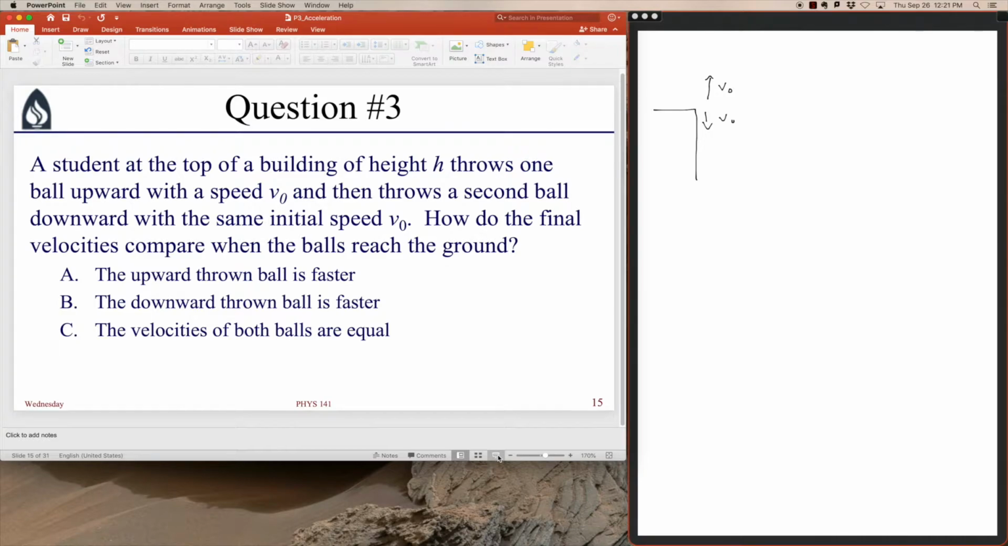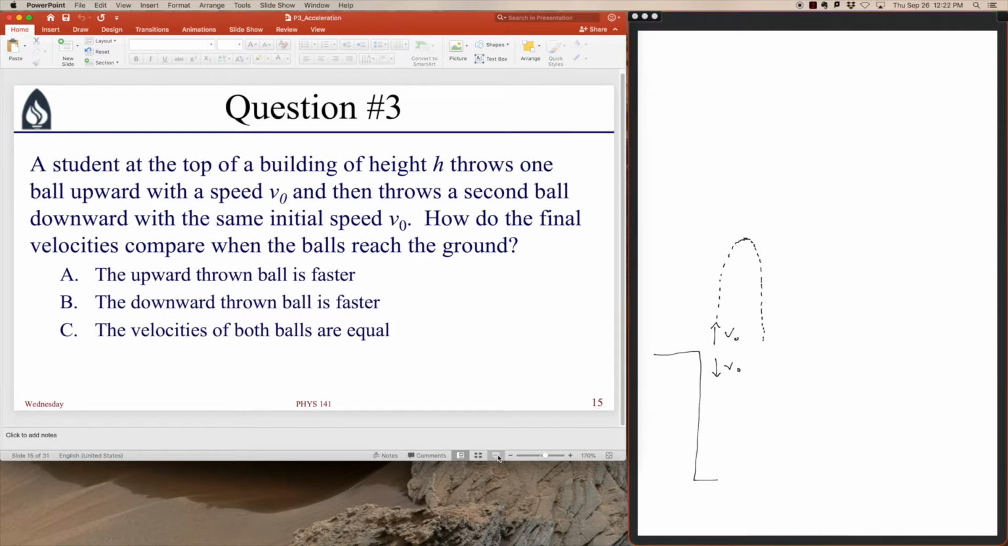So maybe I should have drawn my picture a bit lower, like this, so I can think about the whole arc of the ball. v0, v0. So what's going to happen to this upward thrown ball? Well, the upward thrown ball is going to move upwards. It's going to slow down and slow and slow until at the top of the arc it briefly goes to 0, just for an instant, and then the ball is going to come back down, down, down, to the same level as the top of the building.